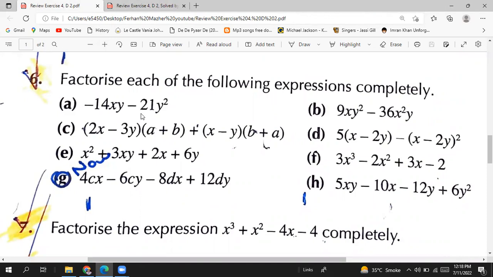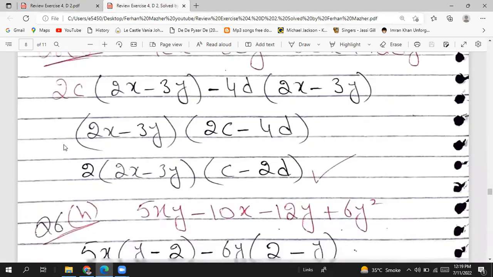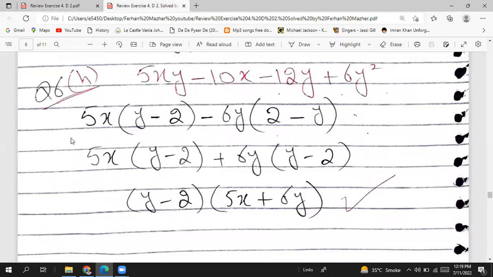Question number 6 is H part. It says 5xy minus 10x minus 12y plus 6y squared. From the first two terms, 5x can be taken as common. Inside the bracket, you are left with y minus 2. From the last two terms, we can take minus 6y common. Inside the bracket, you are left with 2 minus y.